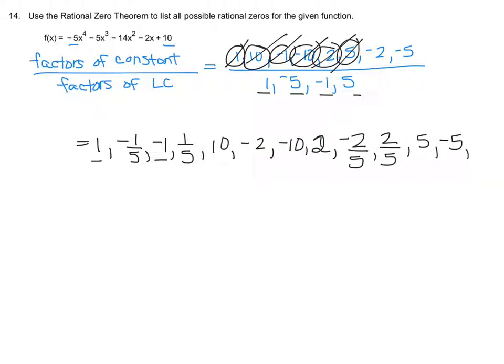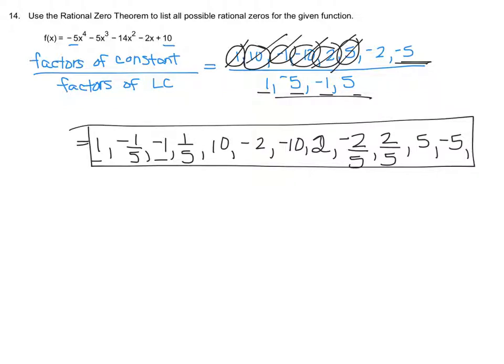And we can follow this process again with the negative 2. When I divide each of the terms in the denominator by negative 2, you'll see that I already have them listed in my set. And then the same with the negative 5. Whenever I divide my denominators by the negative 5, I have already listed those in my set. So these are all my possible solutions and the answer to my problem.